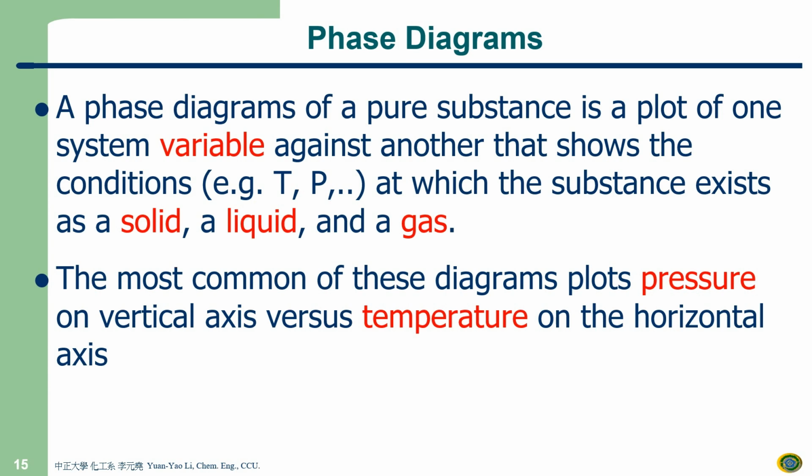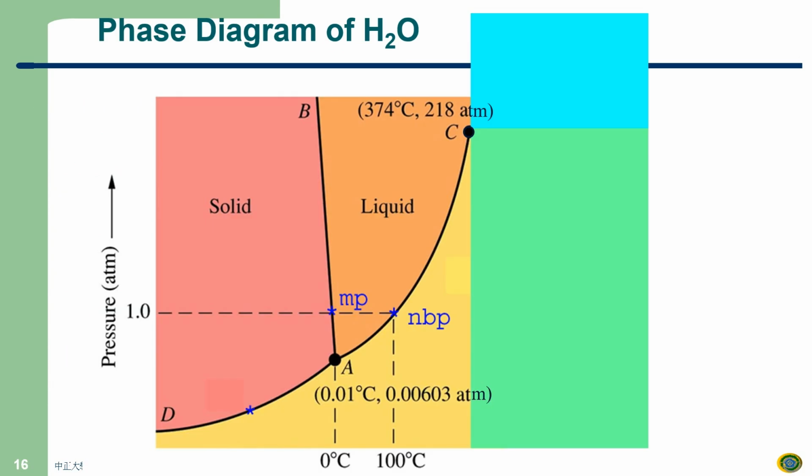So the vertical axis, which is the y-axis, represents pressure, and the x-axis, the horizontal axis, represents temperature. So this is one of the, I'm sure you know this, phase diagrams of water, right? So this is solid, liquid, and gas.